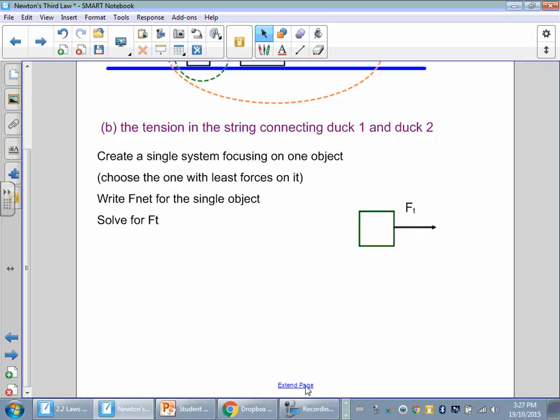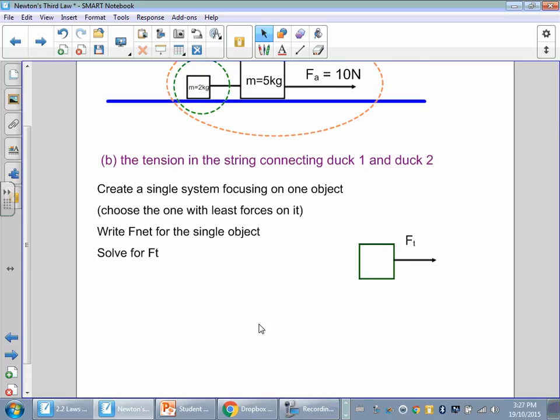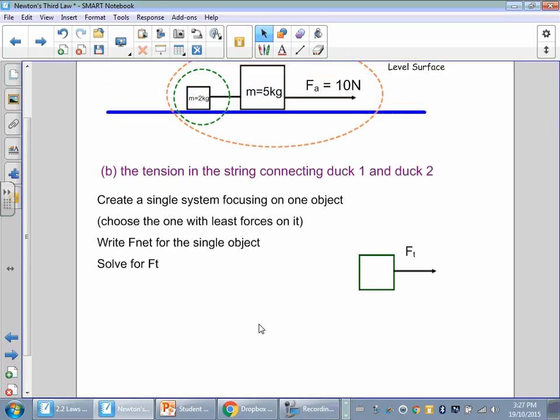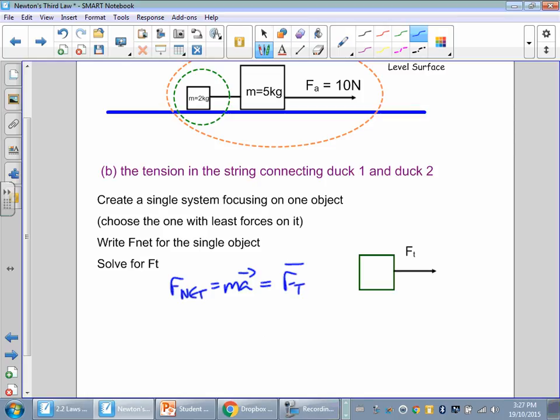So let's do that again. We know that we've created the FBD for the single object that we're focusing on. We're going to write an F net statement. So again, F net is equal to MA. And it's also equal to all of the forces that are acting on this system. In this case, it's just FT. So now we're solving for FT, and that's what we want to do.